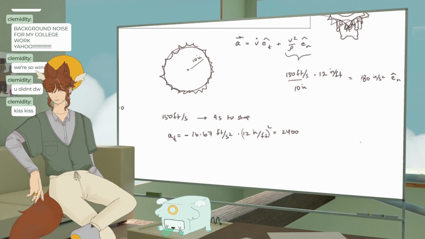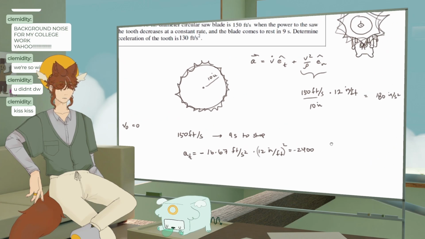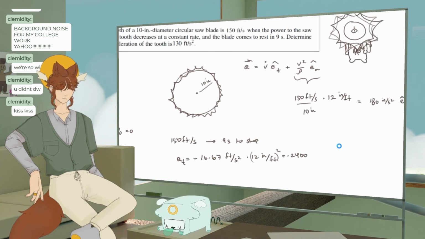But what I just remembered is we're looking for the magnitude of the total acceleration. The time at which the total acceleration of the tooth is that, which means that the 130 is gonna be our magnitude. So we're just gonna be squaring stuff, which means that our negatives don't even matter. So we're chilling, is essentially what I'm saying.